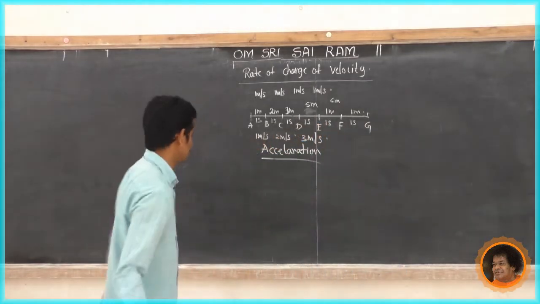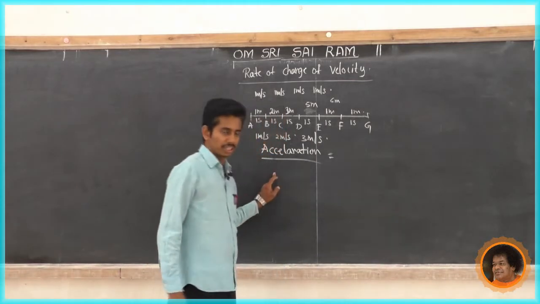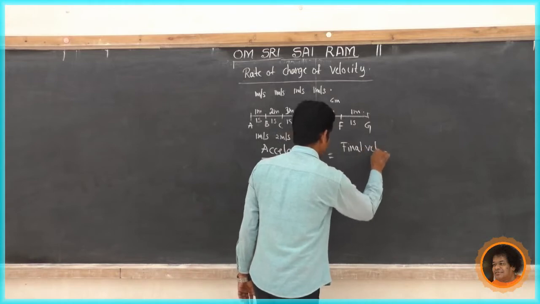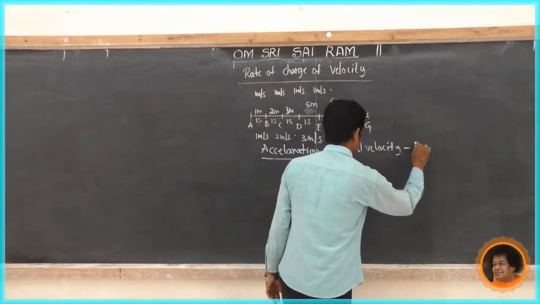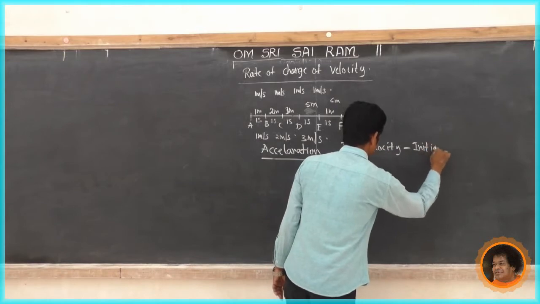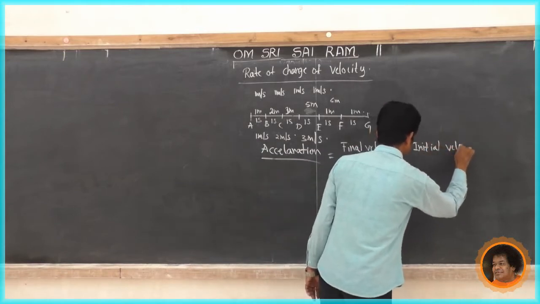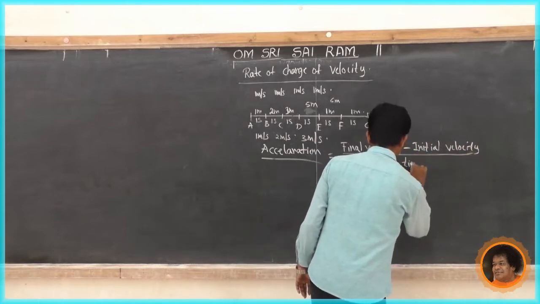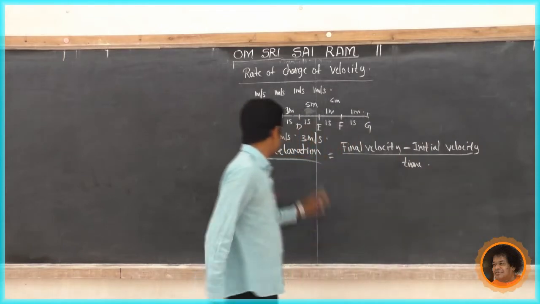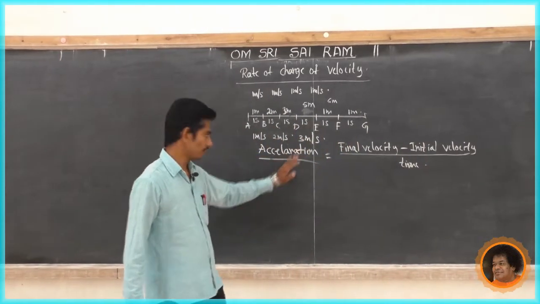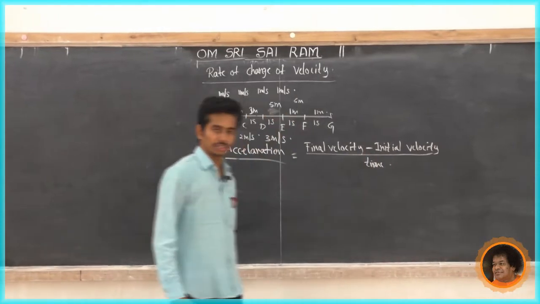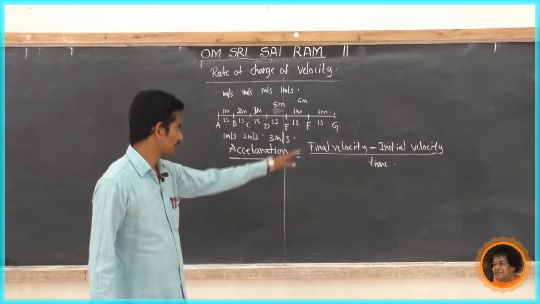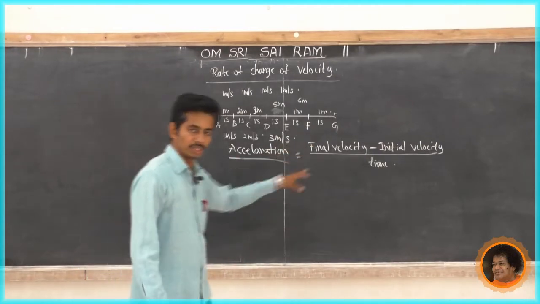Now, how do we find the acceleration? Acceleration is calculated like this: final velocity minus initial velocity, divided by time. This is acceleration. So what do we mean by acceleration? Final velocity minus initial velocity divided by time. The formula for acceleration is final velocity minus initial velocity divided by time.